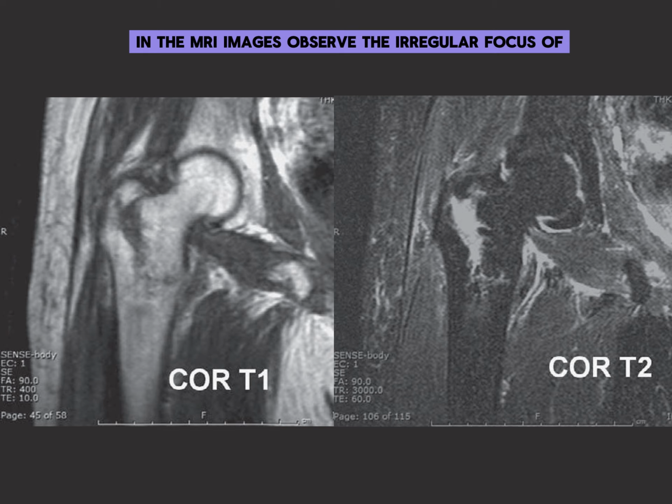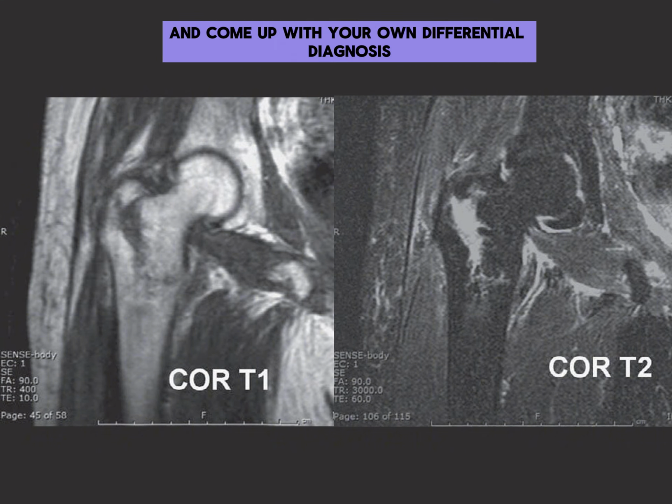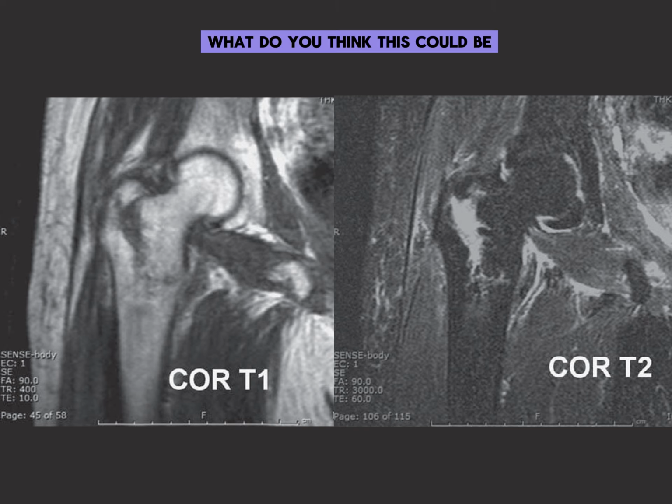In the MRI images, observe the irregular focus of abnormally low signal intensity on the T1 weighted image and high signal intensity on the T2 weighted image. This extends across the intertrochanteric region indicated by the arrows. What do these characteristics suggest? Pause the video and come up with your own differential diagnosis. What do you think this could be? Great observations.